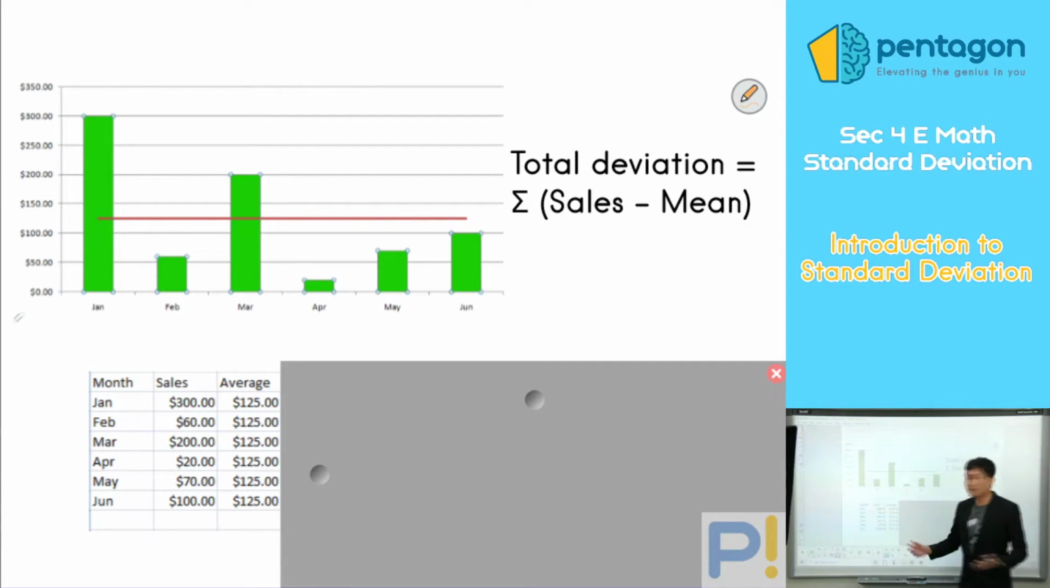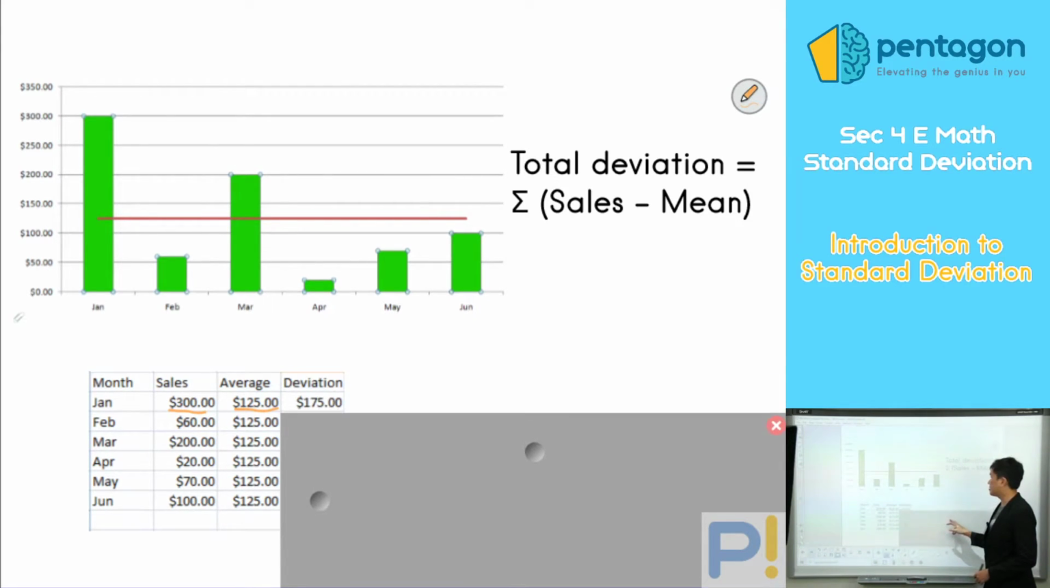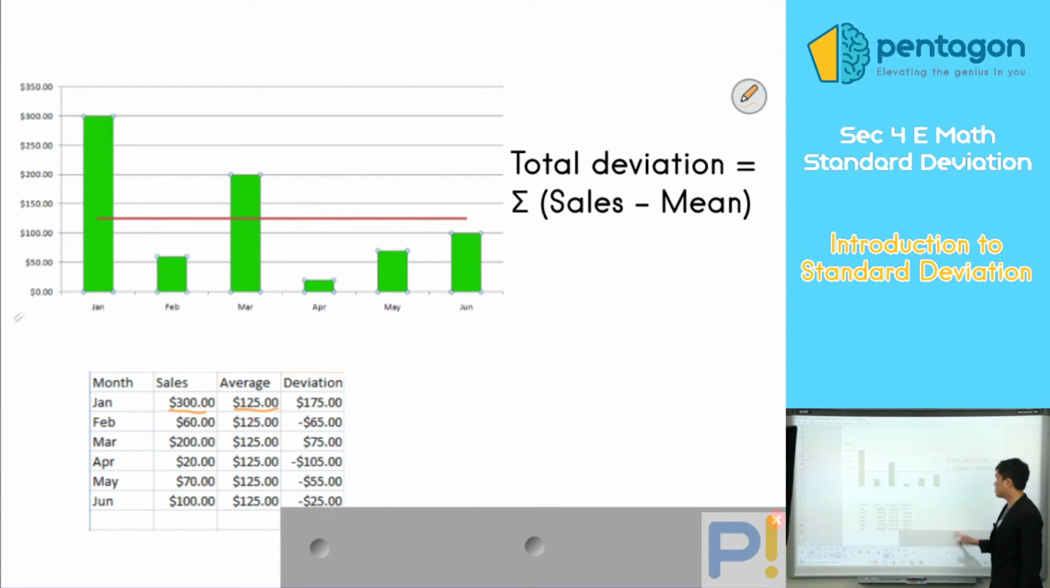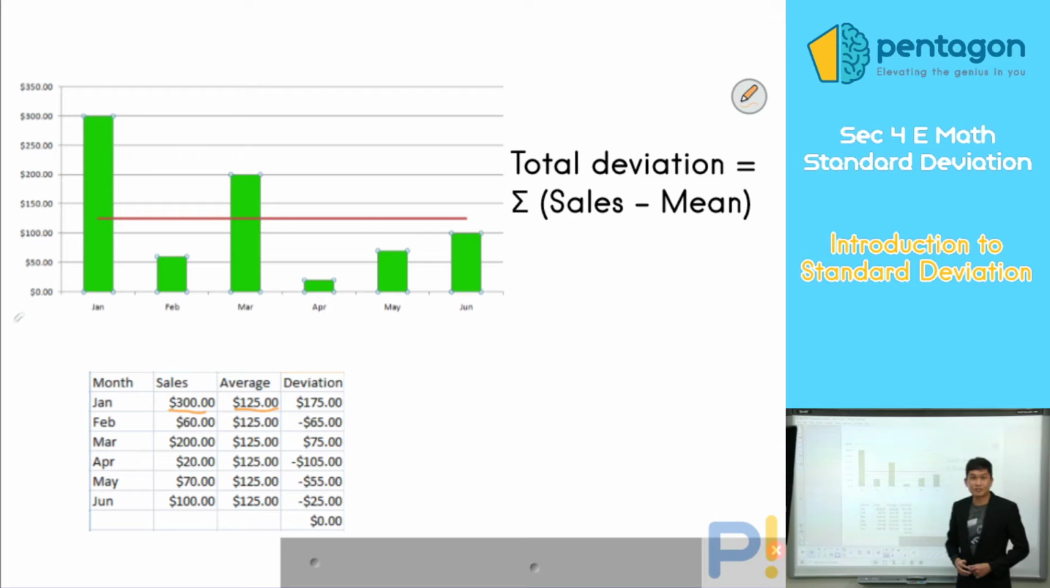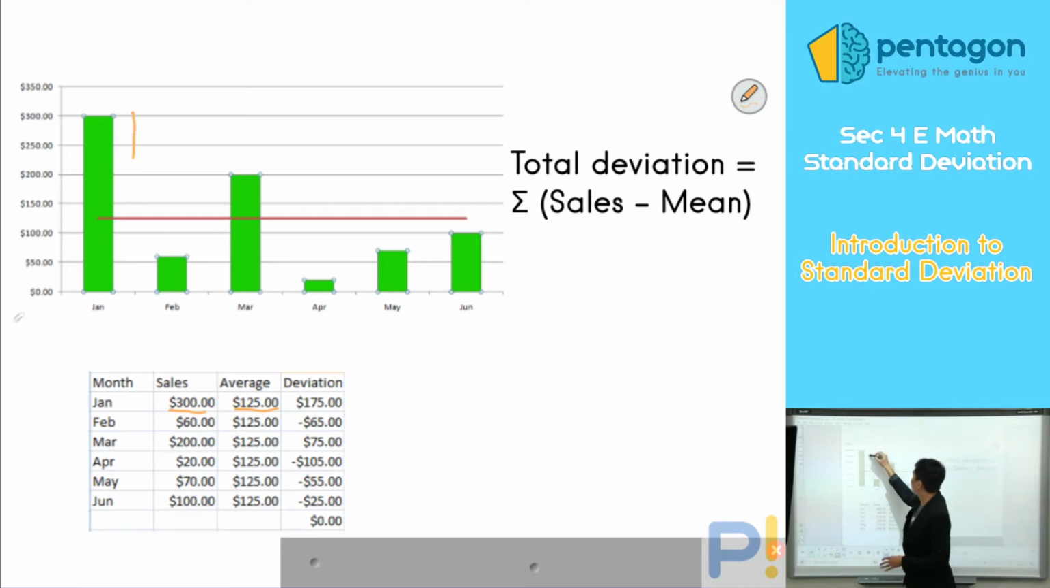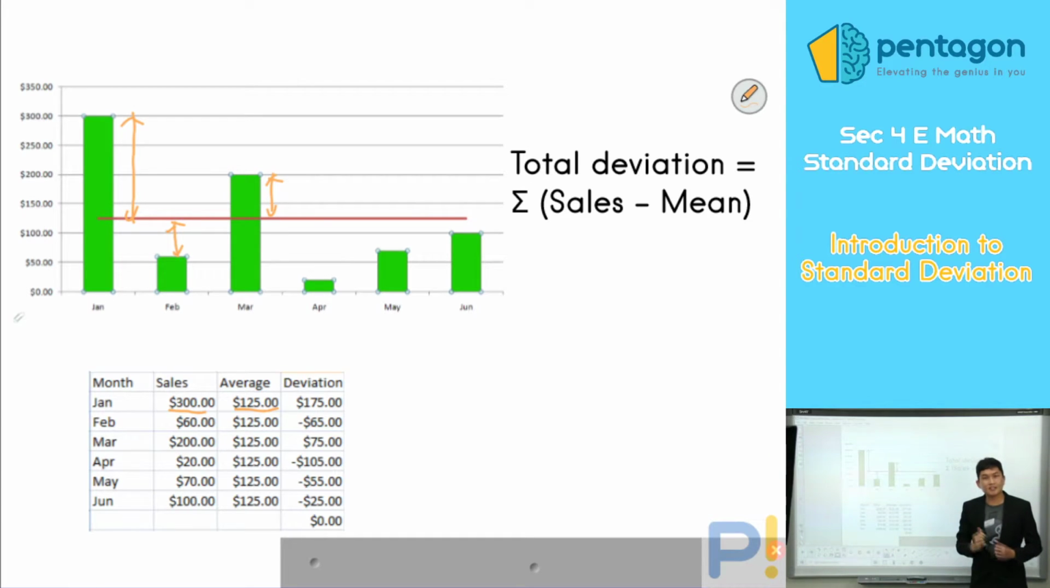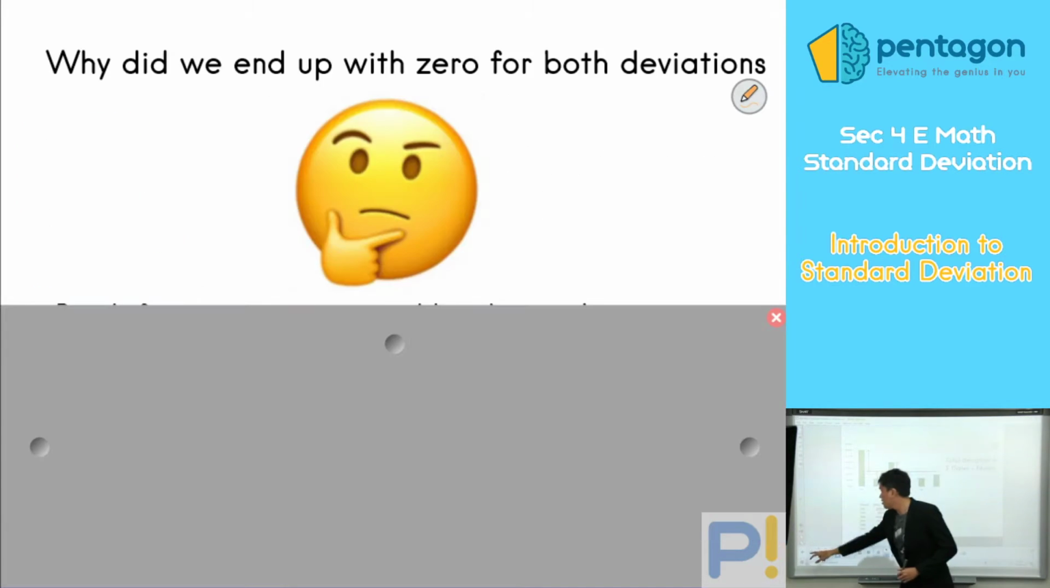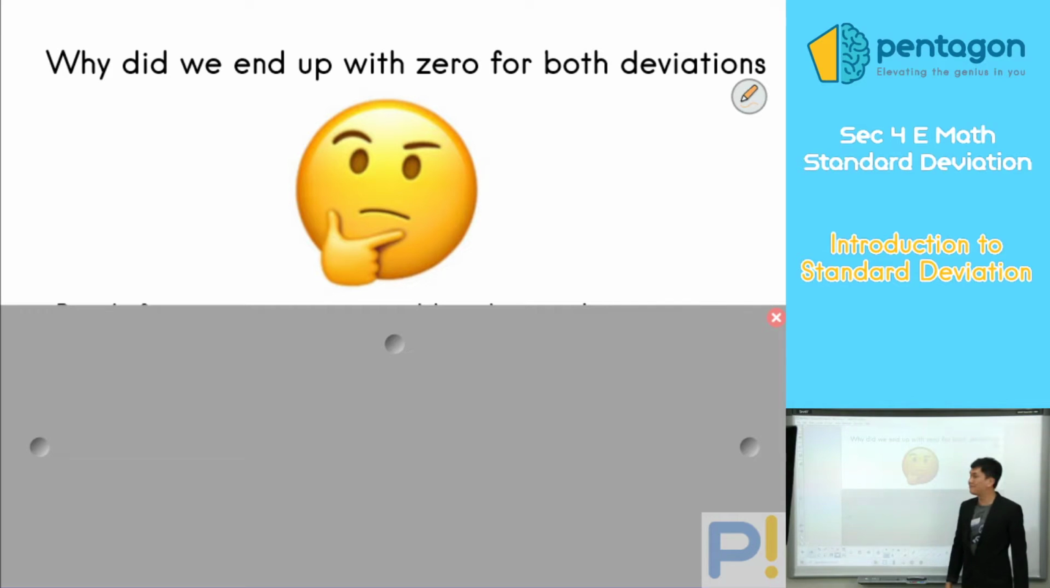Again, I'm going to use the same formula, sales minus the average. For the first month, that is 175. Pretty good. And Excel does the calculation for the rest of the months. What do you think is the sum of the deviation over here? So again, 3, 2, 1. It is also 0. But why is it 0? We can clearly see that there's so much difference from the average from month to month. But why is the deviation 0?